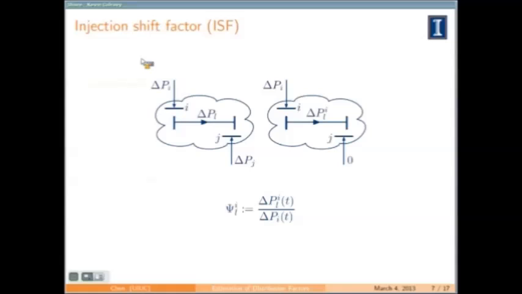To begin, we just point to the most basic distribution factor, which is the injection shift factor, ISF. I'm just going to point you to this right cloud, which represents a power system. Basically, the ISF is defined as this quantity here, in which the numerator is the real power flow through line L change due to the change in injection at node I, with everything else being 0. So no other injection changes, only the change at node I. What is the effect on the power flow through line L? And it's normalized by the injection amount itself.